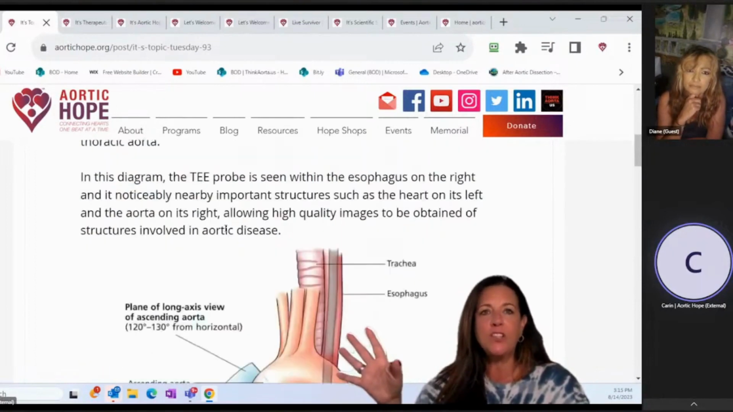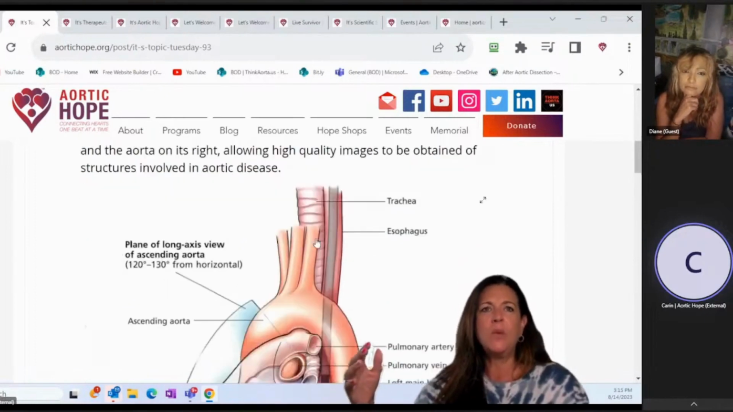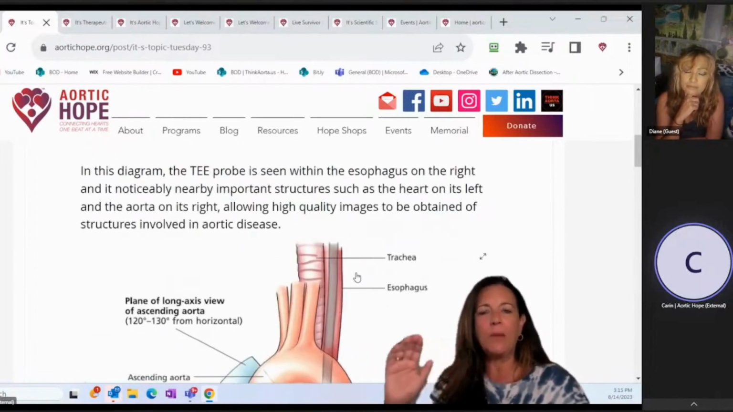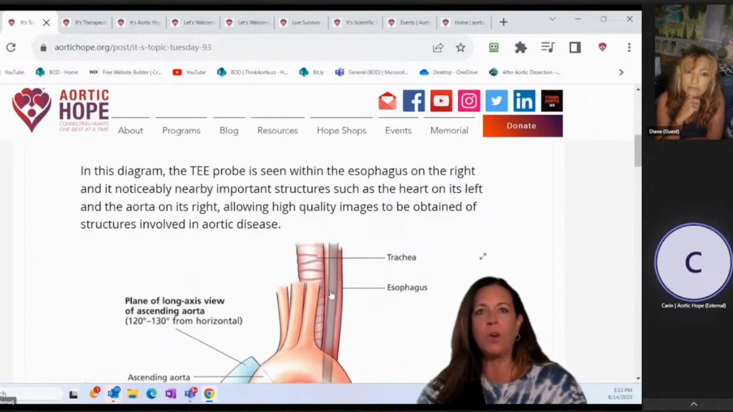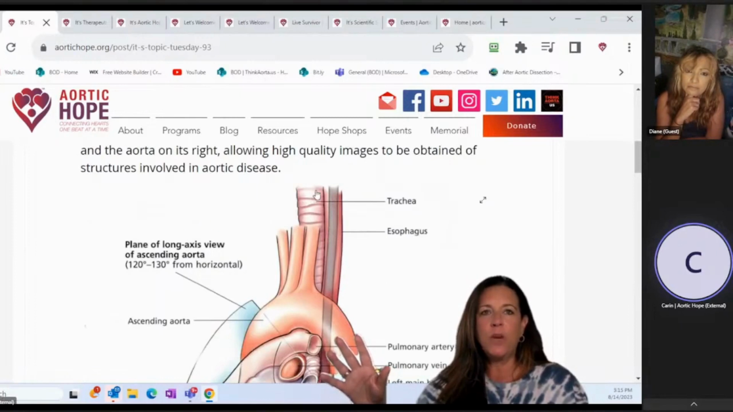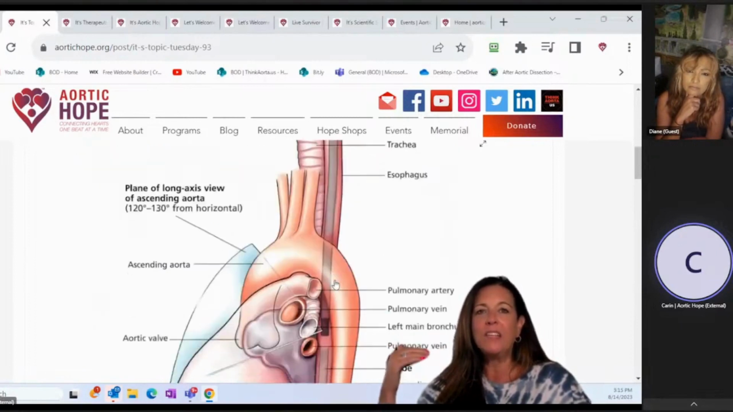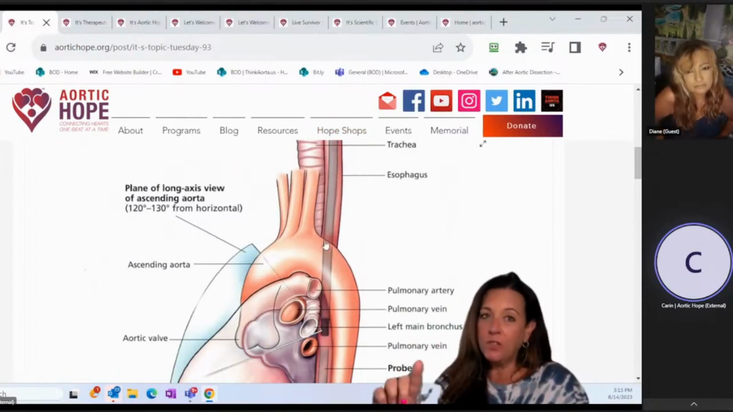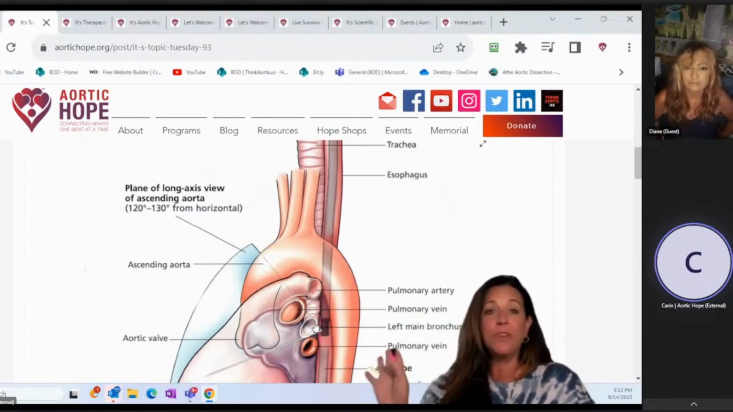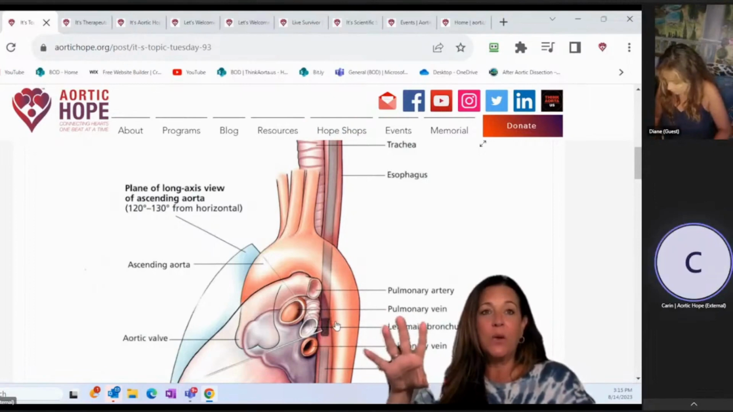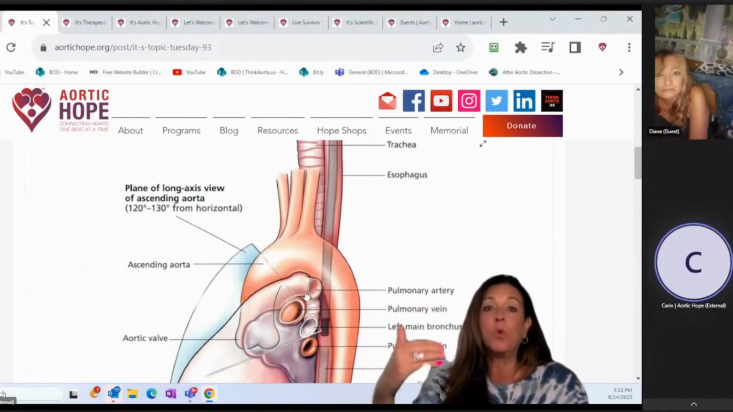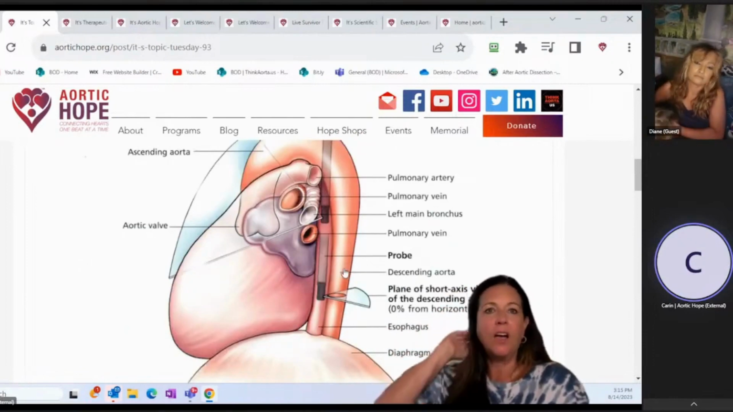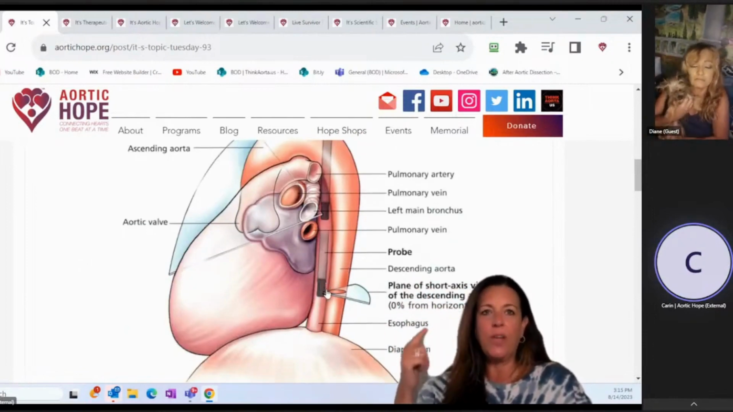So in this diagram, you can see the TEE probe within the esophagus and noticeably nearby important structures like the heart and the aorta. This is your trachea, that's your breathing tube. This is the esophagus, and here they have passed that TEE through, and it's right here at the heart, right here at the aorta. So it goes into your mouth, down your esophagus, which leads to your stomach, stops here and they take a few pics of your thoracic aorta. They can move this along and get some really nice resolution images of this area. So it's kind of like that 360 around imaging.